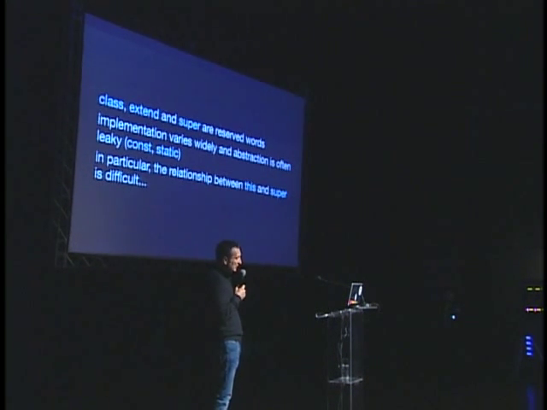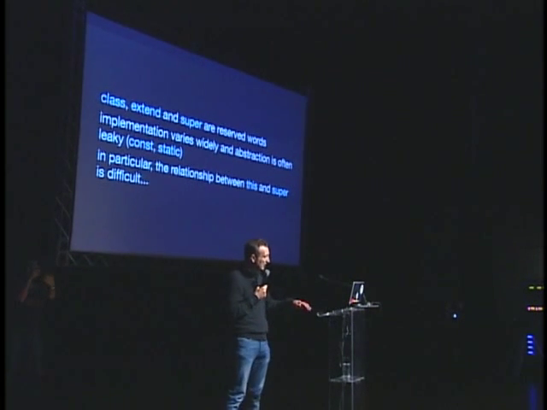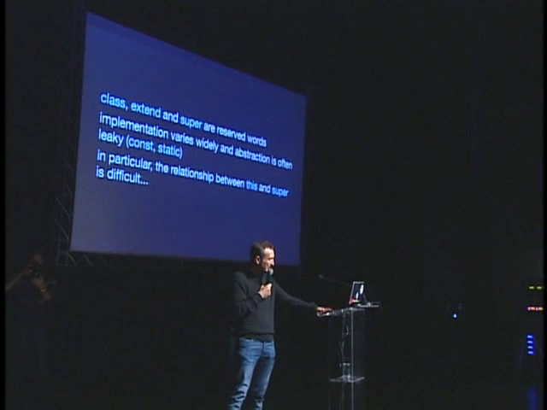Implementation varies widely, and JavaScript doesn't really fit well with the semantics of class. There's usually keywords like constant, static, which kind of don't apply to JavaScript because it's a dynamic language, but libraries find themselves having to talk in those kinds of terms. And in particular, the super keyword is very hard to implement.